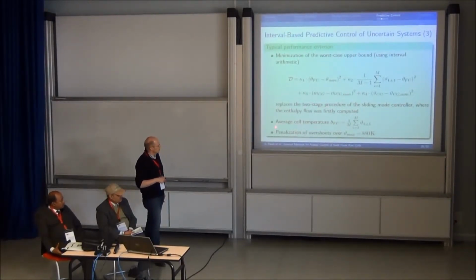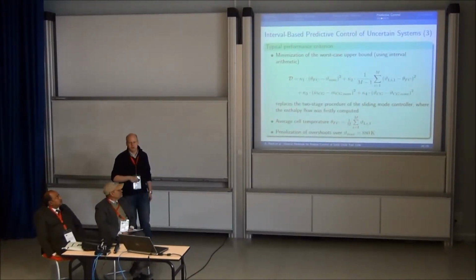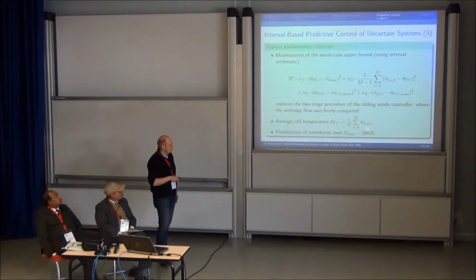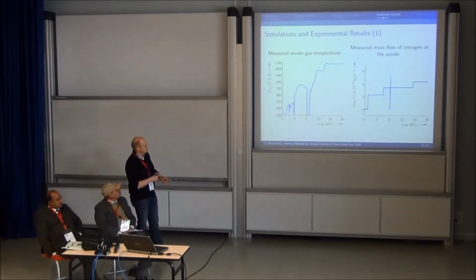And what we additionally parameterize is a deviation from desired average cell temperatures here on the bottom, and we penalize overshooting over maximum admissible temperatures. And this is, for example, the choice of 880 Kelvin for our fuel cell state. Now, this is what you see at the end of my presentation. It's a combination of simulations and experiments.